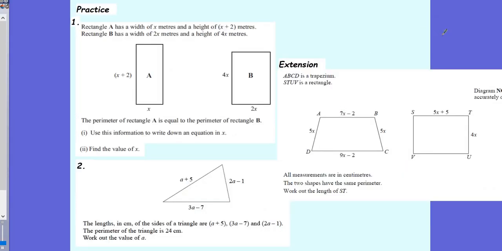Okay, Year 7, can you now pause the video and in your light blue books have a go at these three questions for me? The last one is an extension. Please spend about 10 minutes on this now.